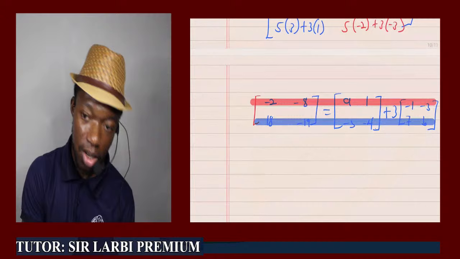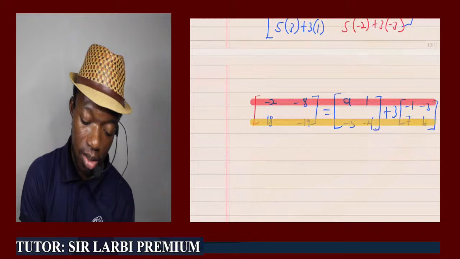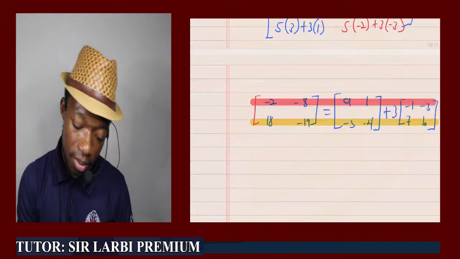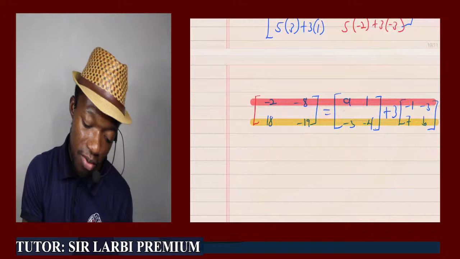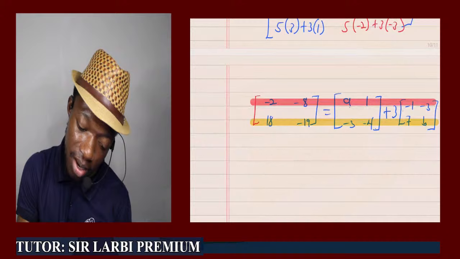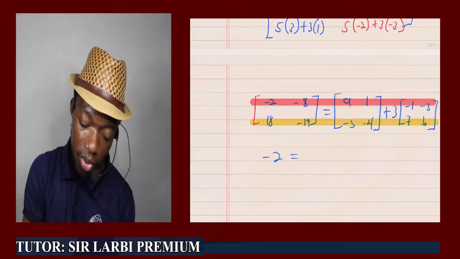I think you can see this. Let me use this. So just going to line them up so that we flow. So now all that I want to do is to see this. You can clearly see that we have negative 2, we have A, then the multiplication of this. So we have negative 2 being equal to A.